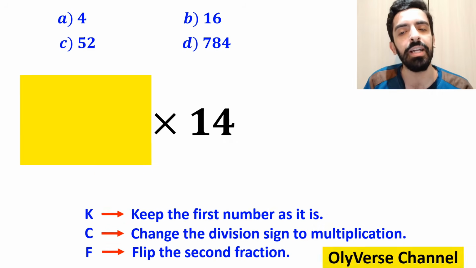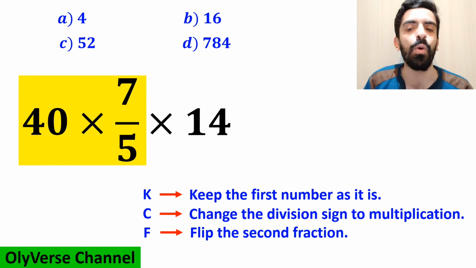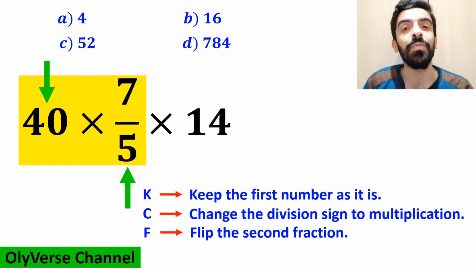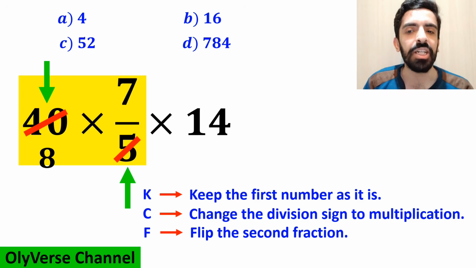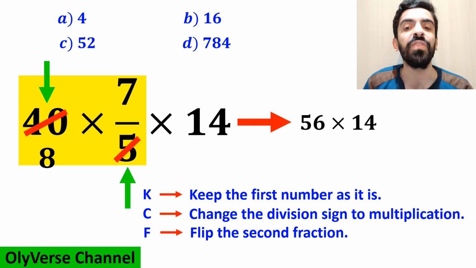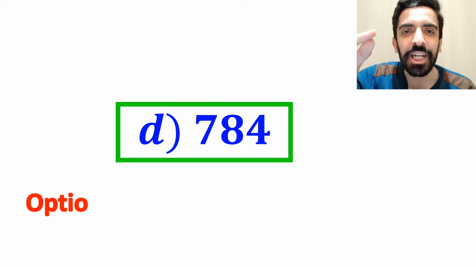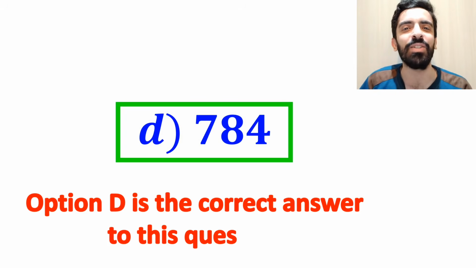So, we remove the highlighted part and replace this equation with 40 multiplied by 7 over 5. Now, the number 40 cancels out with the 5 in the denominator, and this equation simplifies to 56 multiplied by 14, which finally gives us the answer 784. Therefore, option D is the correct answer to this question.